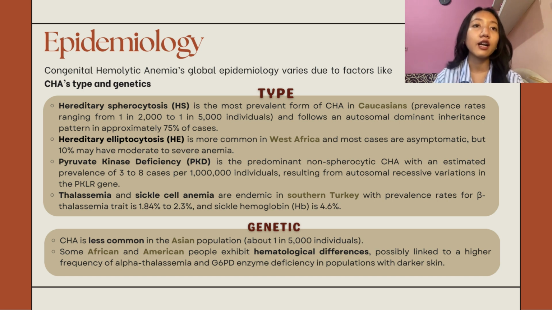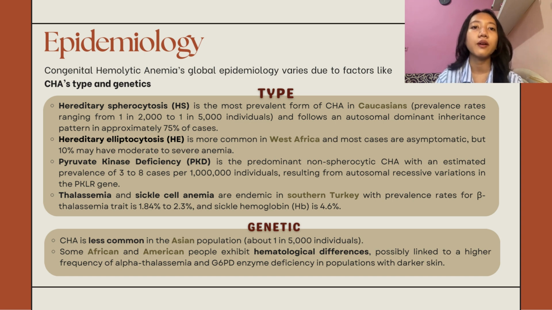Congenital hemolytic anemia global epidemiology varies due to factors like type and genetics. Hereditary spherocytosis is the most prevalent form of congenital hemolytic anemia in Caucasians, with prevalence ranging from 1 in 2,000 to 1 in 5,000 individuals, and follows an autosomal dominant inheritance pattern in about 75%. Second is hereditary elliptocytosis. This is more common in West Africa and most cases are asymptomatic, but 10% may have moderate to severe anemia.